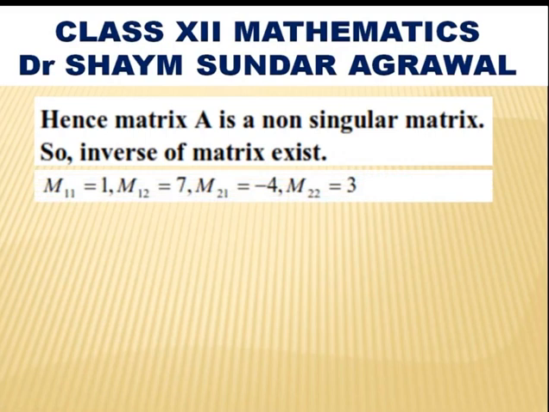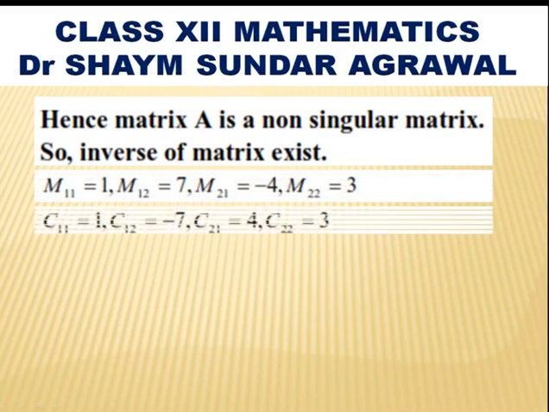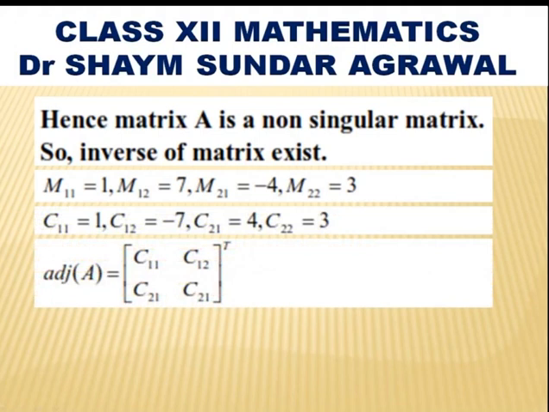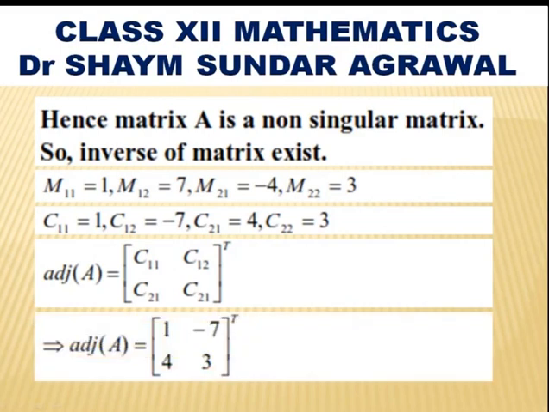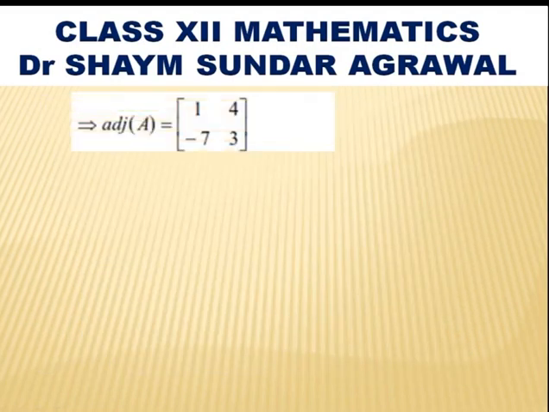So let us find its minors. Minors M11 is 1, M12 is 7, M21 is minus 4, M22 is 3. Then cofactors C11 is 1, C12 is minus 7, C21 is 4, C22 is 3. Then the adjoint of A is the transpose of the matrix where all the elements are replaced by their cofactors C11, C12, C21 and C22. So the adjoint of A is 1 minus 7 4 3, and its transpose is 1 4 minus 7 3.